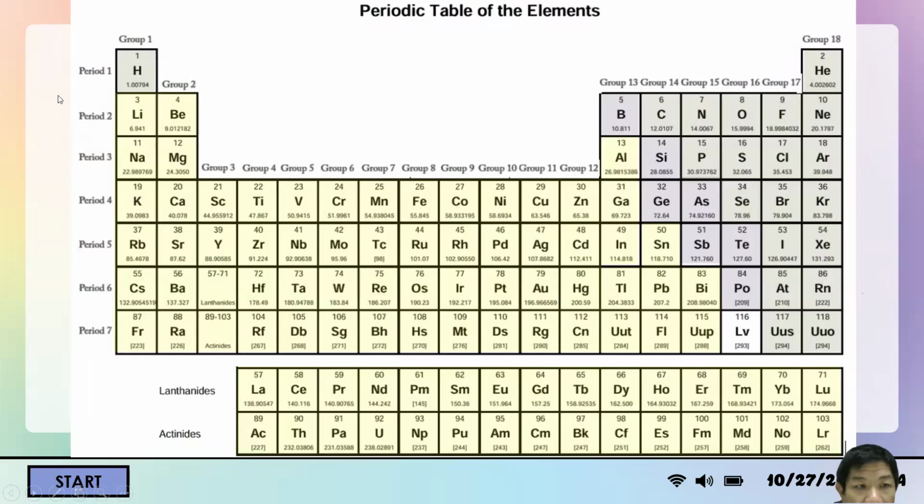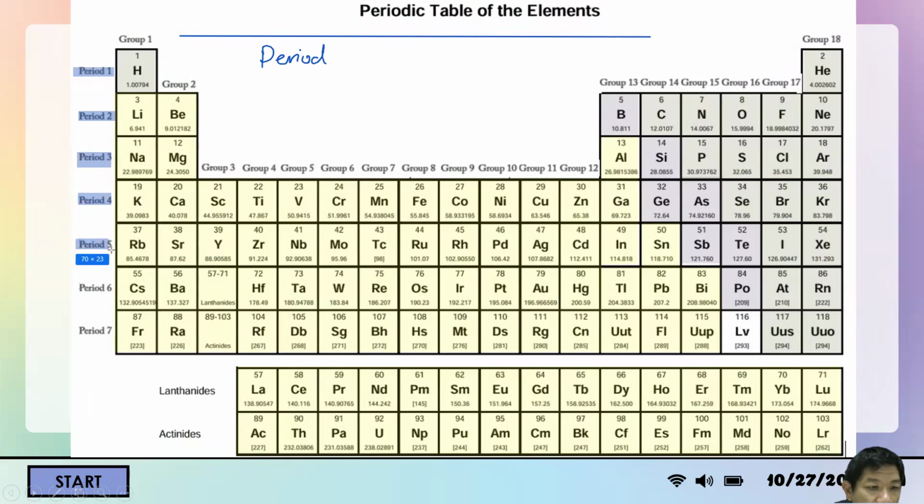Okay, so showing to you here is the modern periodic table that we often see in any chemistry references, where going across here is what we call a period. Okay, so this is called a period. Therefore you shall have period 1, period 2, period 3, period 4, period 5, period 6, period 7.